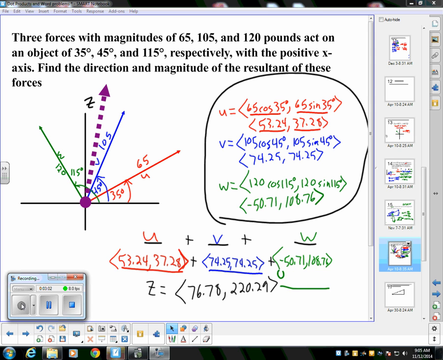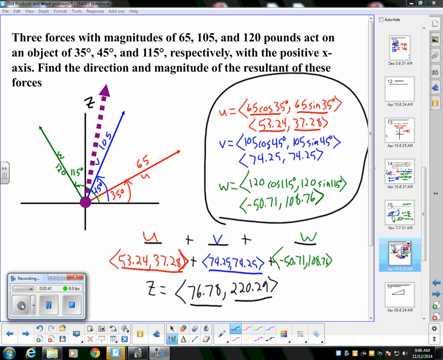Now let me slide that back out of the way. That negative is supposed to be there because that angle is in the second quadrant, so you're going to get a negative cosine. But when you add them together, you get vector Z has the components 76.78, 220.29. Now this 76.78 comes from taking the x component of all 3, 53.24, 74.25, negative 50.71. Add them all together, you get 76.78. The y component comes from adding all the y individual components together, and you get 220.29.